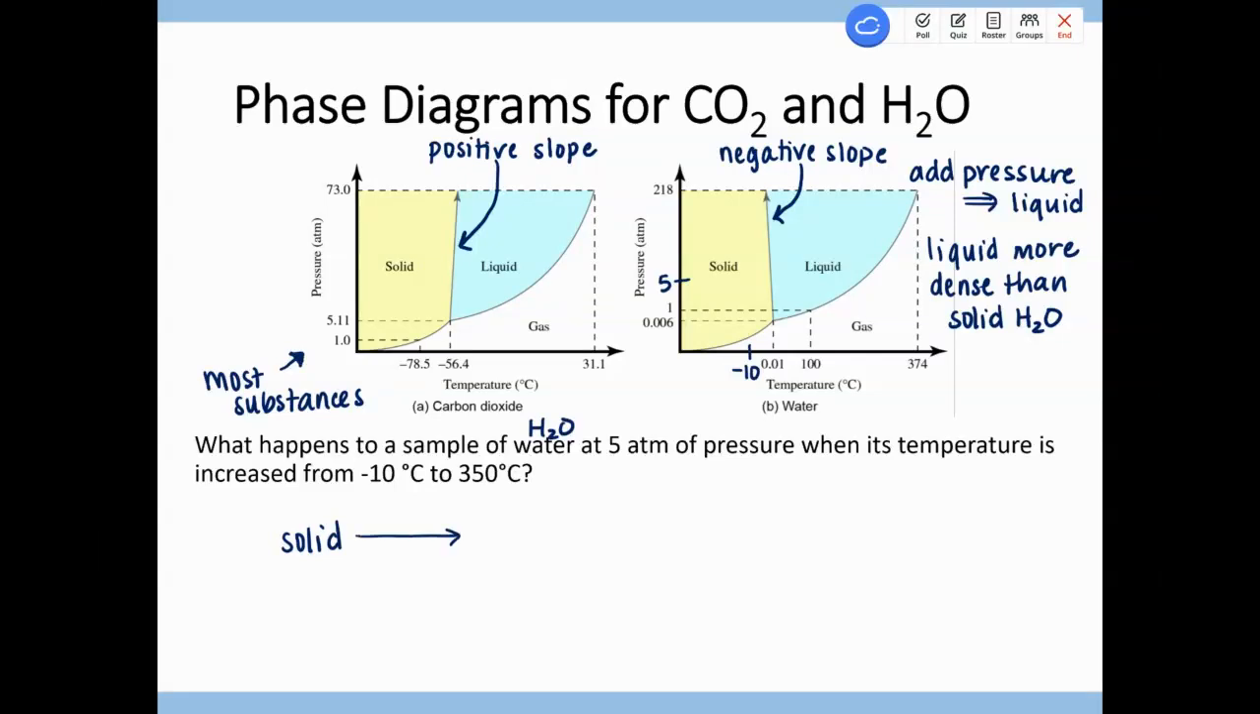The solid will melt or fuse and become a liquid. And then the liquid will evaporate or vaporize and become a gas. So all 3 phases can exist at 5 atmospheres of pressure, depending on the temperature. All right. Questions about phase diagrams?